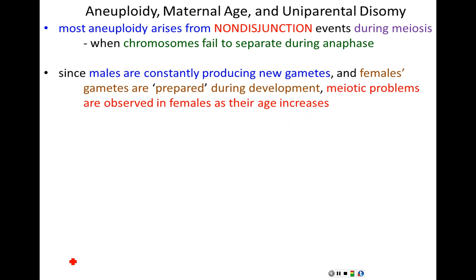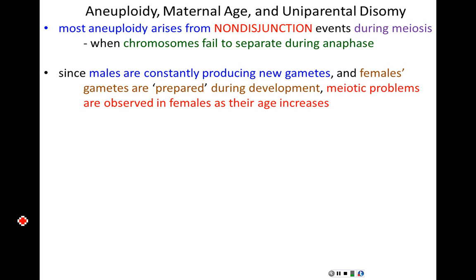Since males are constantly producing new gametes, spermatogenesis is constantly occurring in males as long as testosterone levels can support it, but female gametes are kind of set early on in development. Yes, a female develops all of her eggs when she herself is still in utero, but those eggs are paused right at the end of prophase 1. So when a new egg is needed and needs to be matured, those female eggs are released from prophase 1 and allowed to continue on with meiosis. So females actually do develop their eggs as they develop into adulthood.